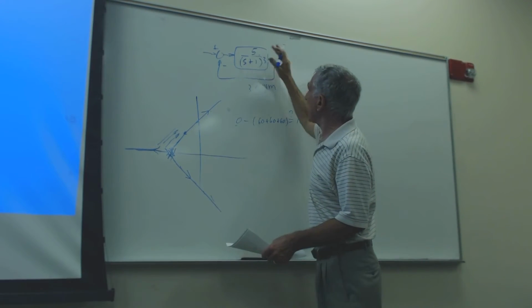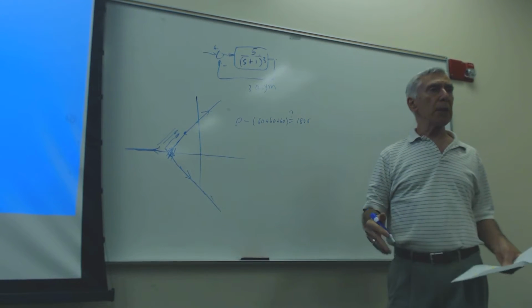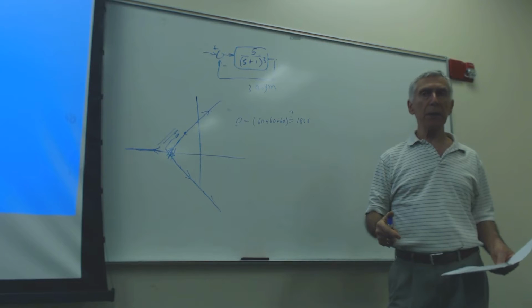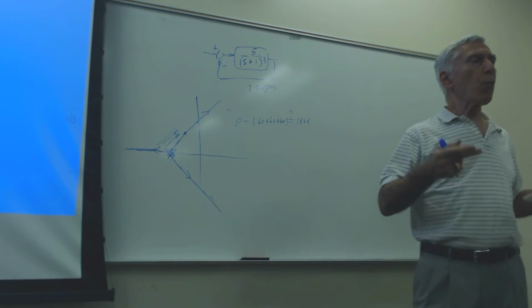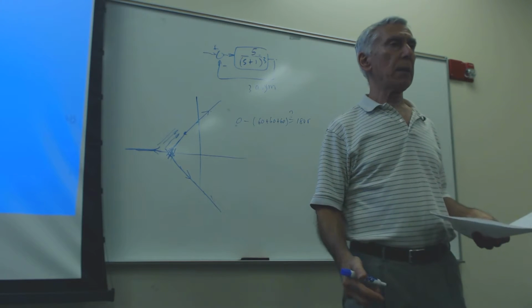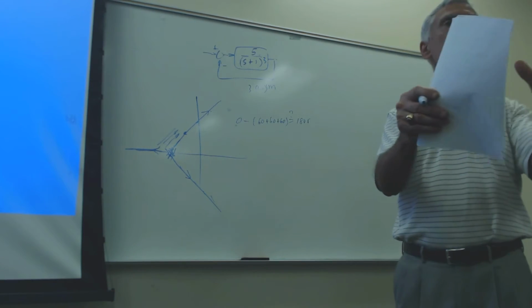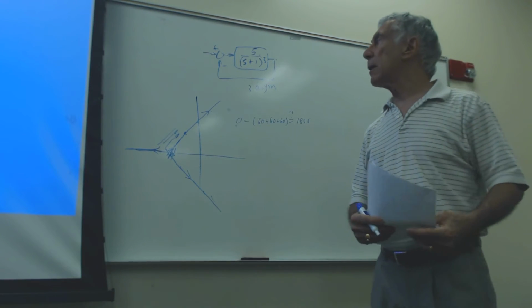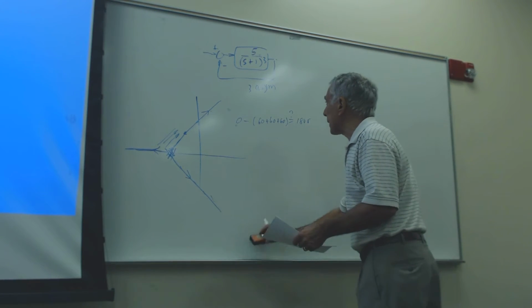Now let's take the K out and plot the Nyquist diagram. The Nyquist diagram is done without the K. If you put the K in, what effect does that have? It expands or contracts depending on whether K is less than 1 or greater than 1. So let's draw the Nyquist diagram now.